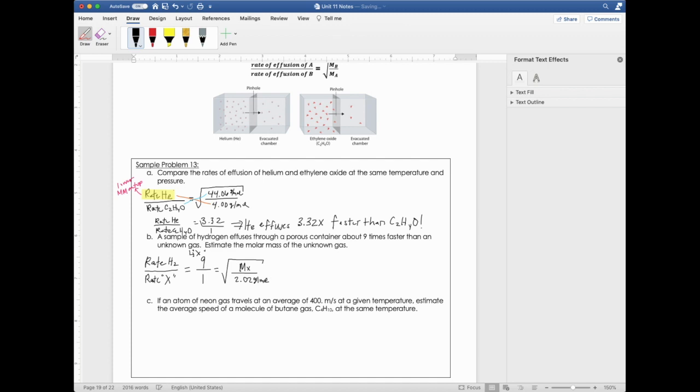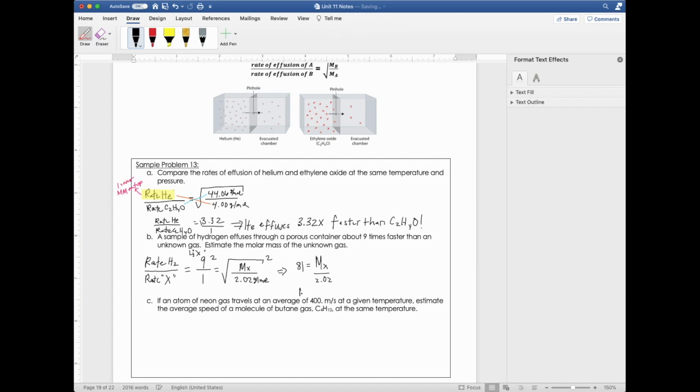The way you solve for this, it is algebra, but I'm just going to show you quick. You want to get rid of this square root sign here. So first things first would be to square both sides of that equation. And when you do that, I don't have enough room to continue down, so I'm just going to continue right next door. You get 81, because 9 squared is 81, is equal to the molar mass of x over 2.02.